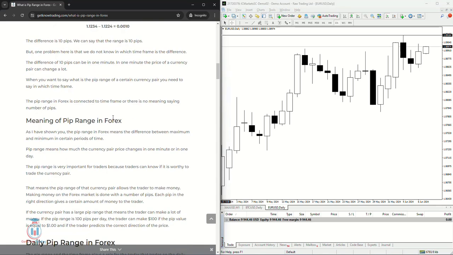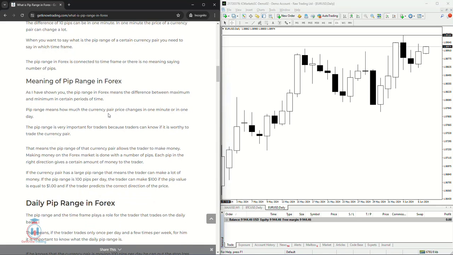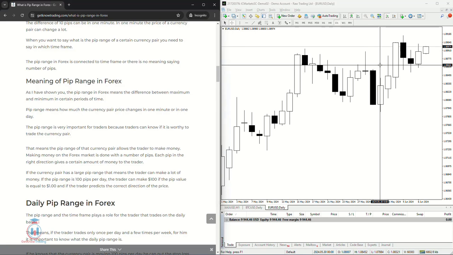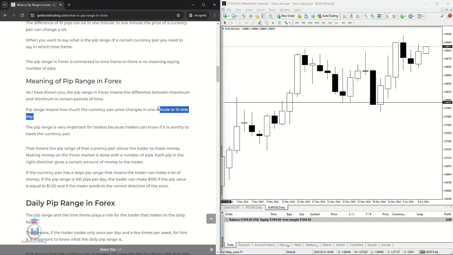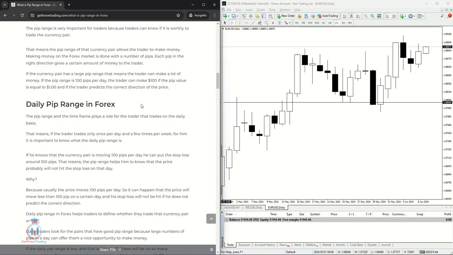Now, the meaning of a Pip range depends on which time frame you are saying. If you say that the EURUSD has a Pip range of 50 pips, it doesn't represent the correct information. You should include also a time frame. If you say a Pip range for the EURUSD for the 29th of May is 59.6 pips, then the trader will understand that the minimum and the maximum difference on that day for the EURUSD was 59.6 pips. So this is very important to say also that information.